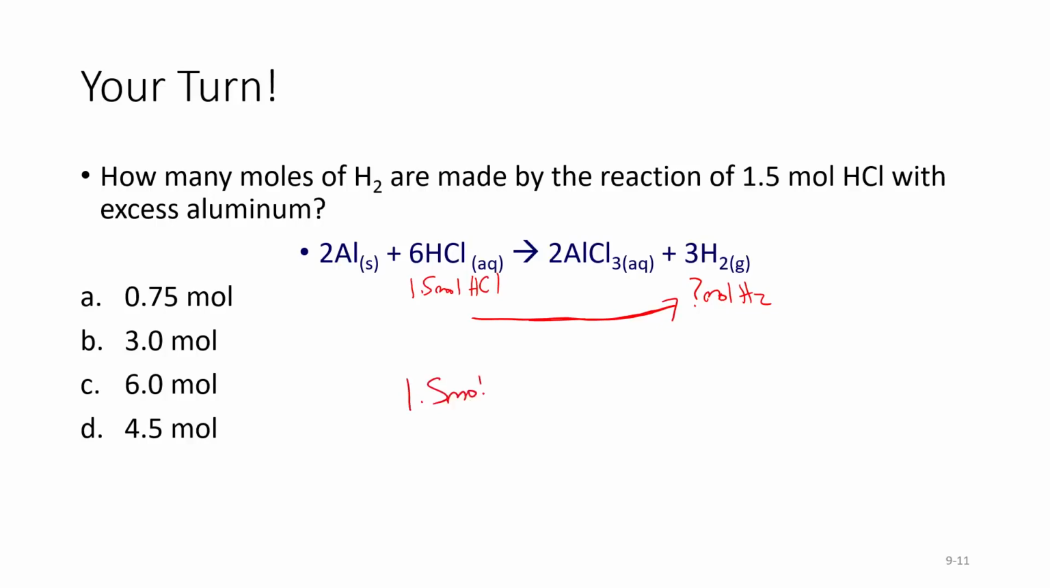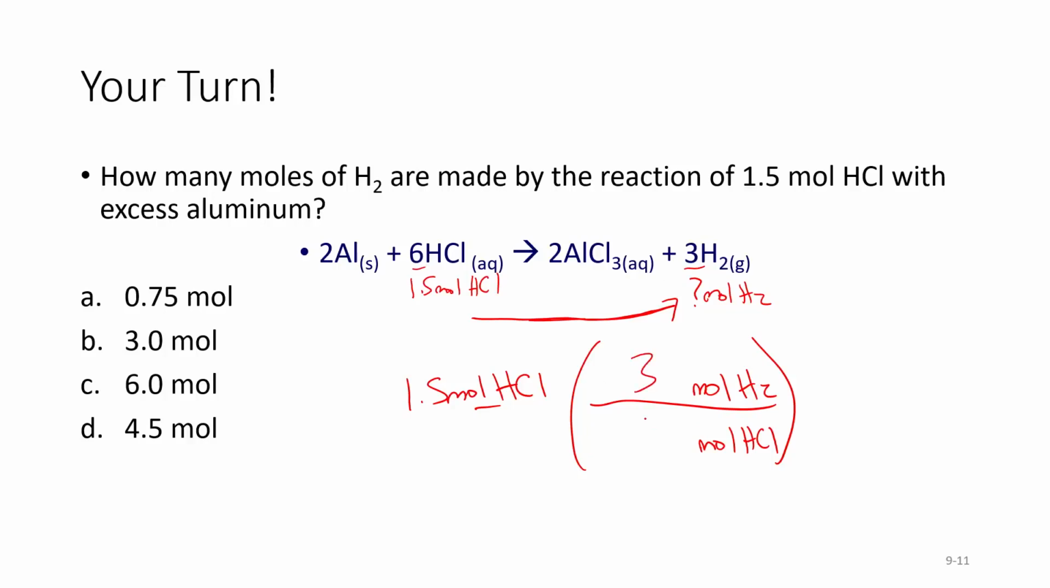1.5 moles of HCl. Moles of HCl is on the top, so we're putting moles of HCl on the bottom. We're converting to moles of H2, and now we have to fill in our coefficients. There's a number 3 in front of H2, and there's a number 6 in front of HCl. We're going to multiply across the top, divide away the bottom, and we get 0.75 moles of H2.